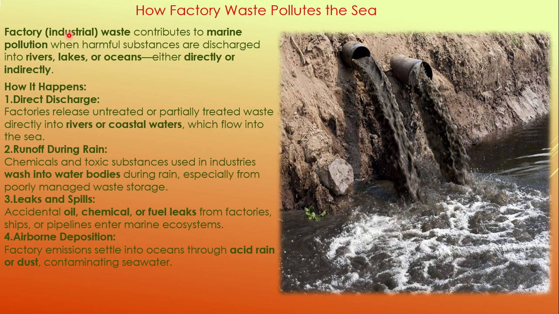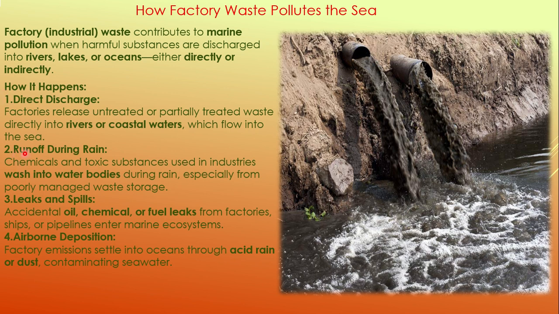Okay, so how can we pollute this sea? We need to understand how we can stop it and take steps by which we can stop such pollution. How does it happen? First, direct discharge. Factories release untreated and partially treated wastage directly into rivers, or coastal rivers, which flow into the sea. So that is the reason this wastage dissolves in the sea.